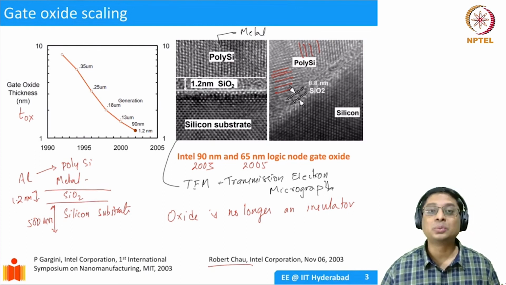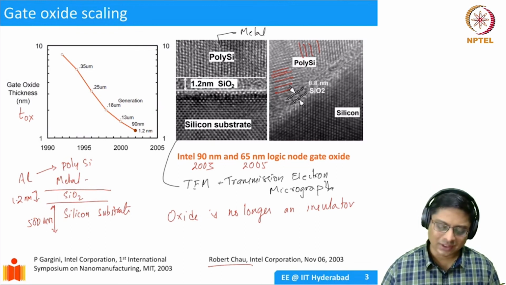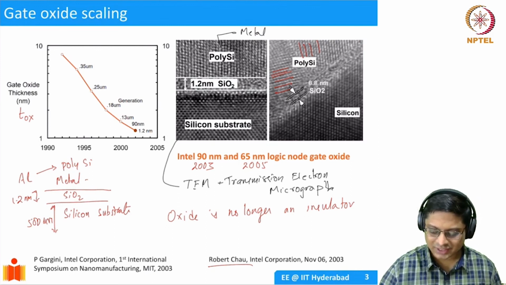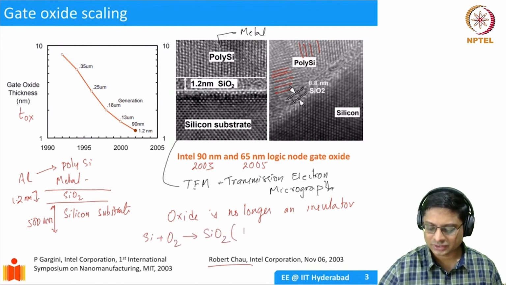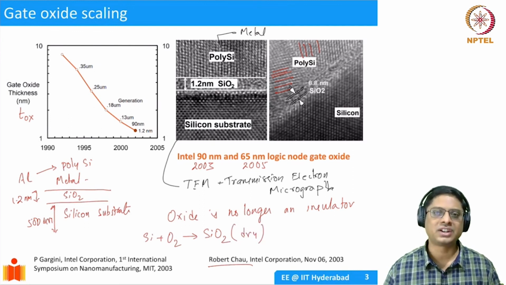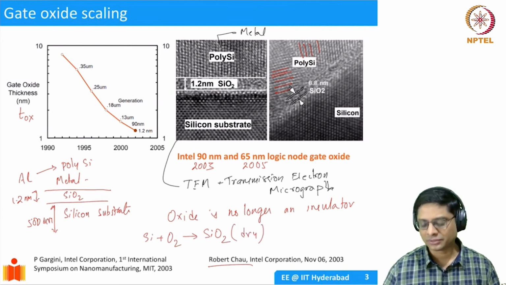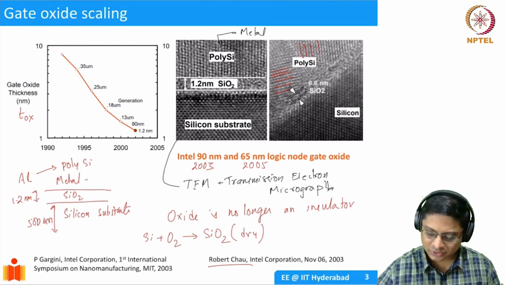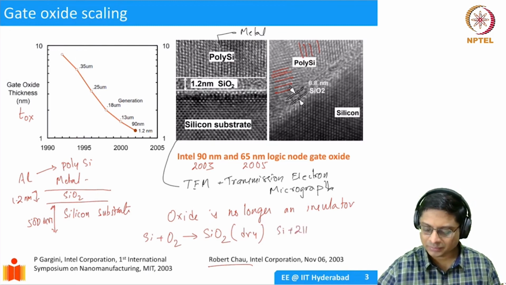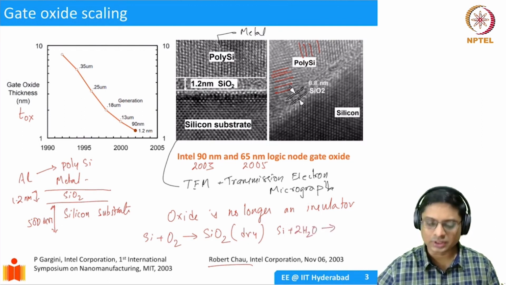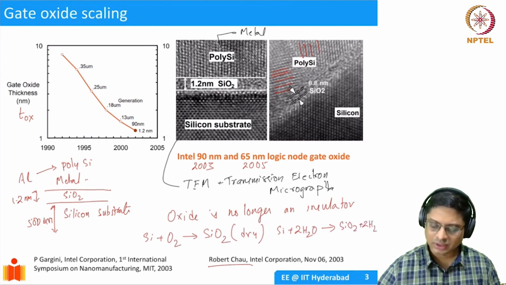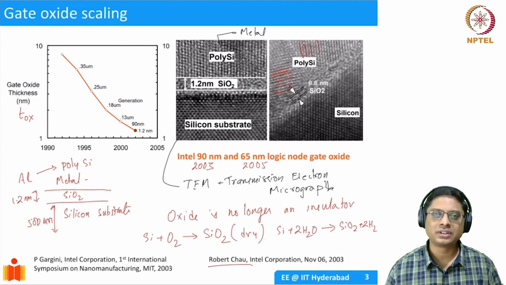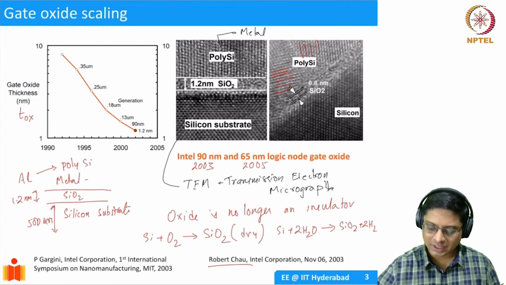It turns out that there are two processes to form silicon dioxide. One of them is called dry oxidation, wherein I simply mix silicon and oxygen in dry oxygen, and then I form silicon dioxide. So basically, you pass oxygen gas over a wafer of silicon, heat it up, and you form silicon dioxide. The other process is called wet oxidation, wherein I use water vapor, H2O, to get SiO2 plus 2H2, I think. So instead of passing oxygen, you pass water vapor. This is called wet oxidation.